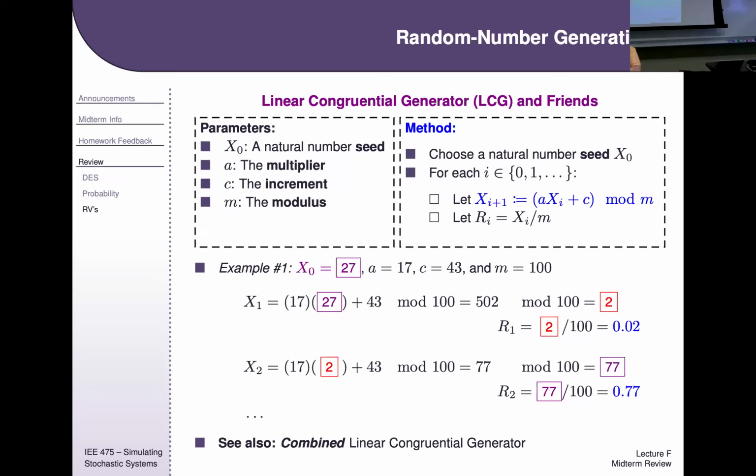So questions about the LCG? Plug and chug, just know the formula. I won't give you this formula, so know that formula. Okay.